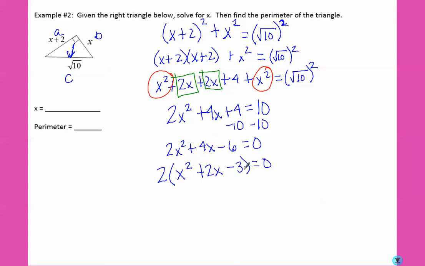Multiply my a and my c, I get negative 3. I need two numbers that multiply to give me negative 3 and add up to 2. Well, the only factors of 3 are 1 and 3, and since it's negative, we know one of them will be negative. Since we want a positive 2, we're going to need a negative 1. So I'll have x squared minus 1x plus 3x minus 3.